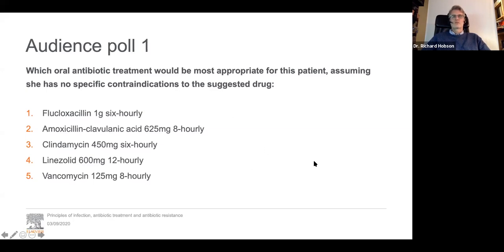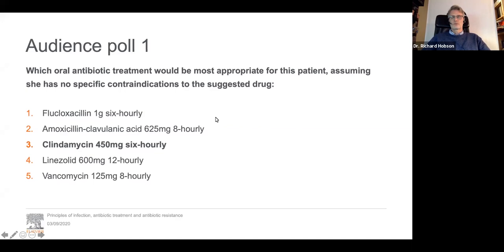Right, okay, so we have got which oral treatment would be most appropriate for this patient. I see the red one is the one which most people have voted for. Okay, well, that one was a bit of a trick question, as you'll discover later. My preferred answer would in fact have been oral clindamycin, and I'll just go through the reasons for those answers.